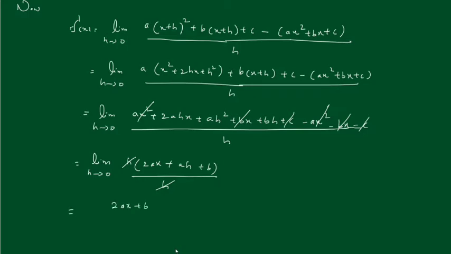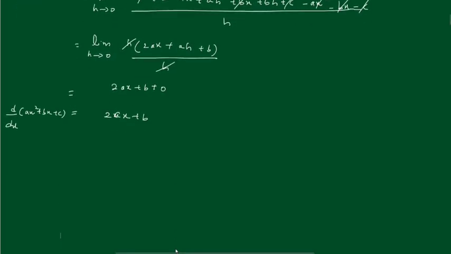What we get is 2ax plus b plus 0 when h tends to 0, which equals 2ax plus b. That is nothing but d by dx of ax square plus bx plus c, which equals 2ax plus b, the differentiation of ax square plus bx plus c.